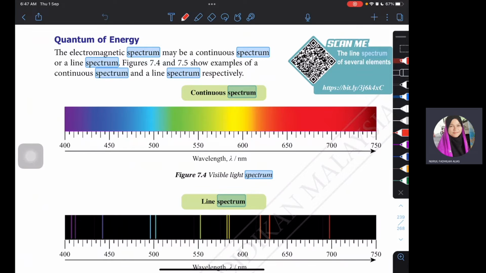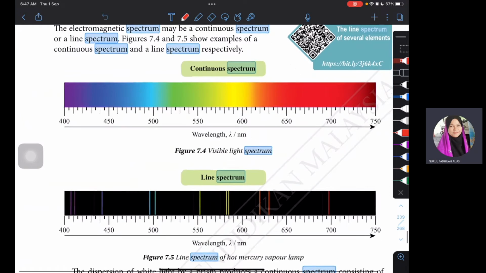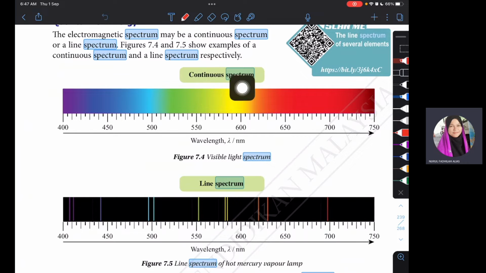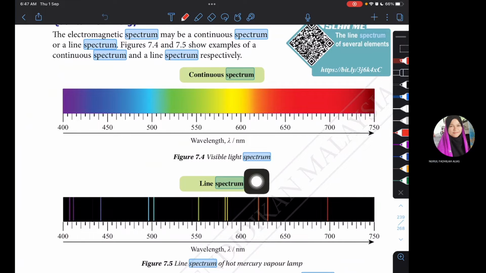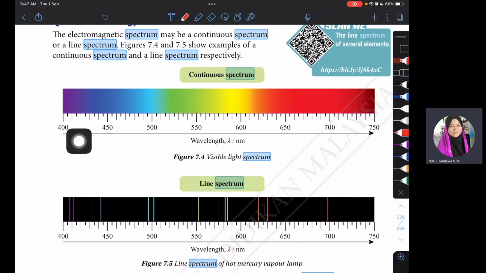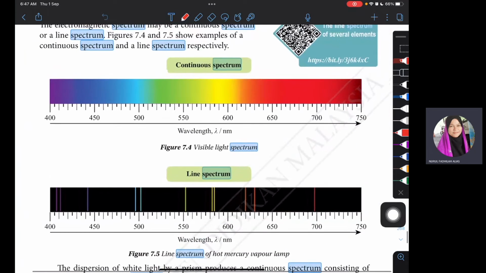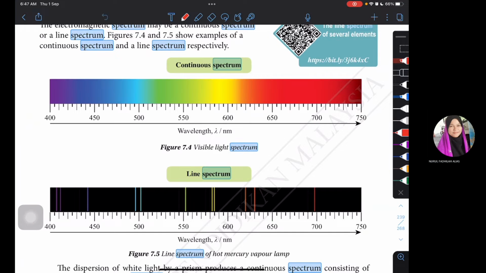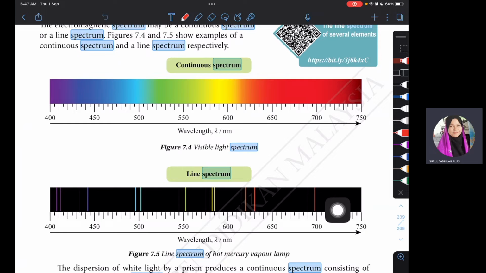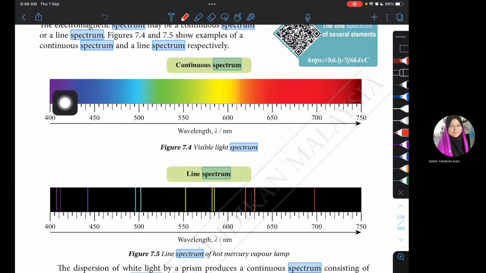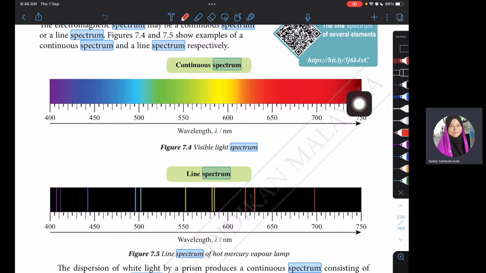Okay, this is electromagnetic spectrum. So there are two types. It would be either continuous spectrum or line spectrum. Okay, and then you need to know the characteristics. So what is the difference? So first of all, it's obvious, this one continuous, that tells the name. Okay, and this one has gaps. Okay, both of them have 7 colors. Okay, 1, 2, 3, 4, 5, 6, 7. 1, 2, 3, 4, 5, 6, 7.